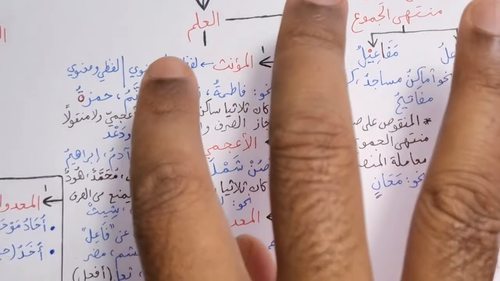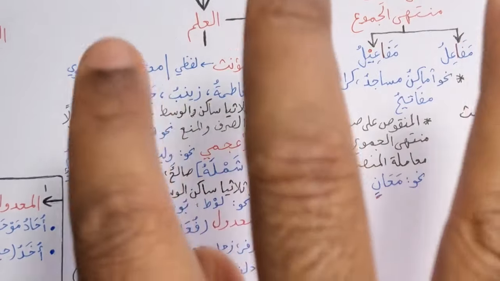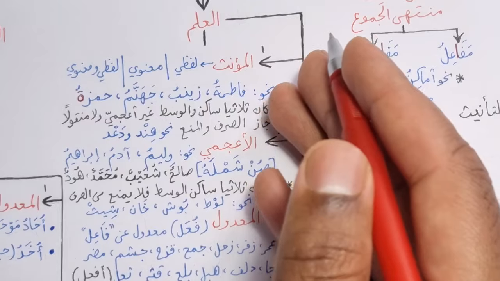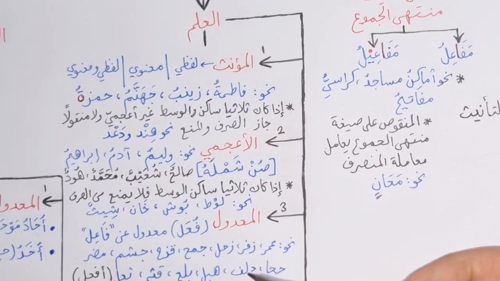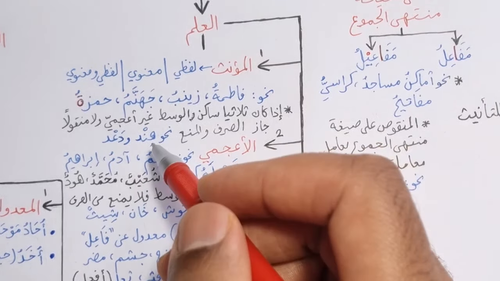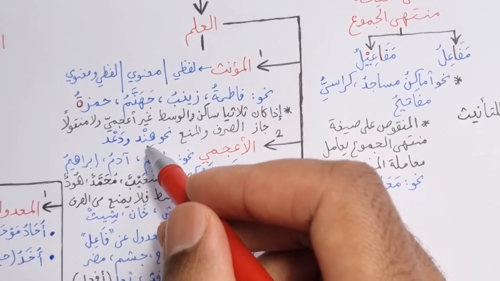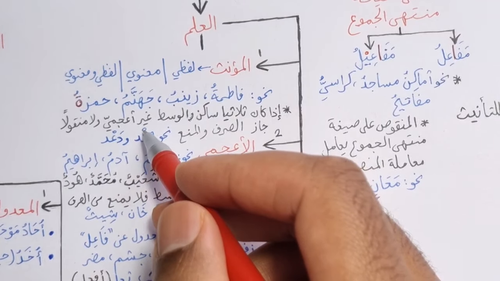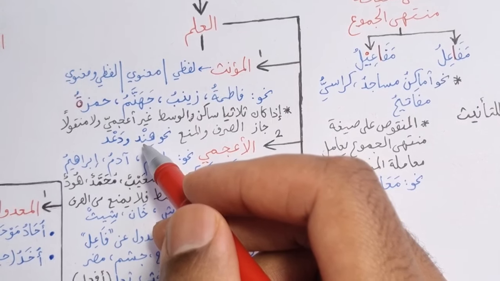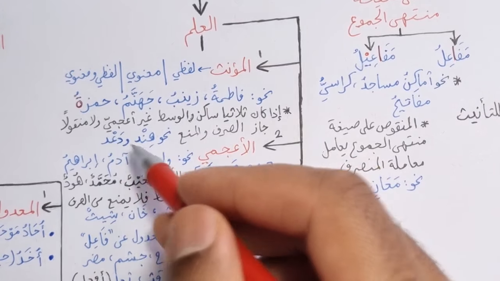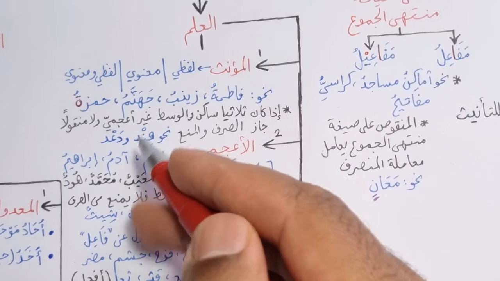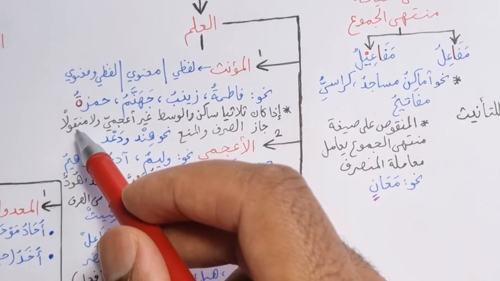Then if these four conditions are fulfilled, then you're allowed to make it mamnu' min as-sarf or not if you wish. An example of a proper feminine name that fulfills all four conditions is Hindun. Hindun is three-lettered, the middle letter is sakin. Hindun is not A'jami, it's an Arabi name, and it's not manqul. It was not a male name previously and changed into a female name. That's what we mean by manqul.